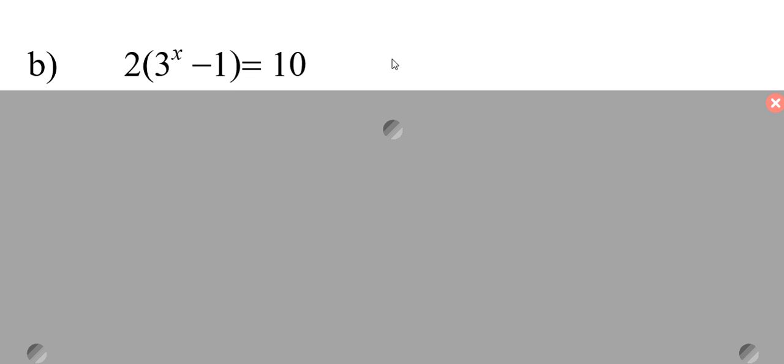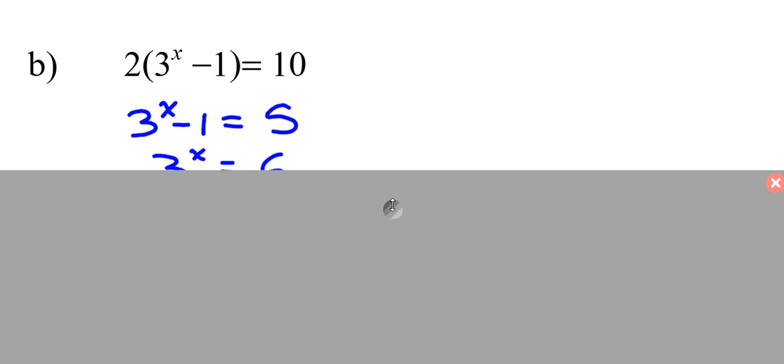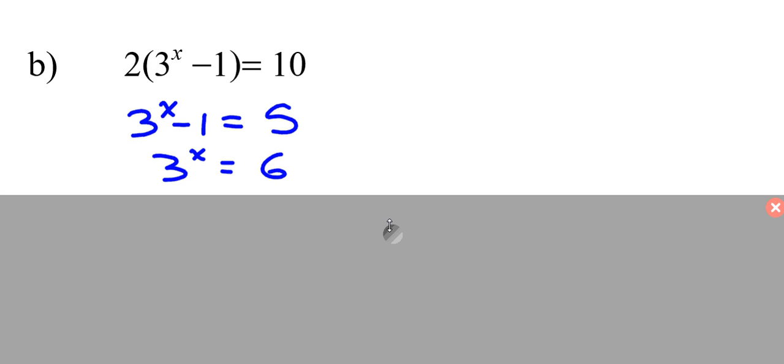All right, so here we go. We have an exponential. Let's go ahead and see how we can isolate x as much as possible and decide on our strategy. So we're going to divide both sides by 2. Then we're going to add that 1. And once again, 3 to the what equals 6? I don't know. I mean, I can't even put that in my calculator.